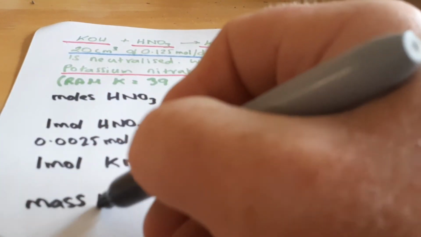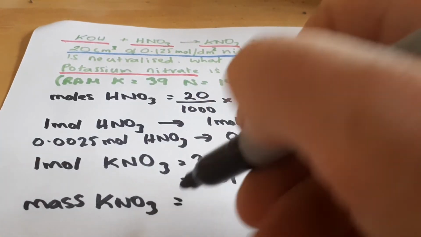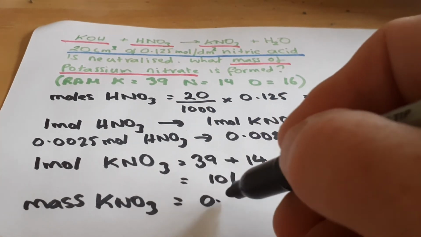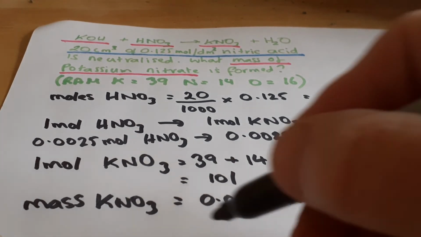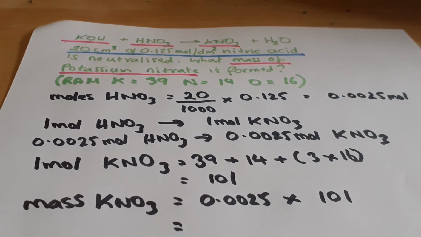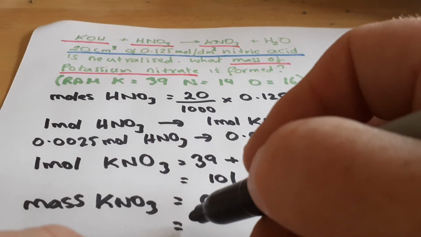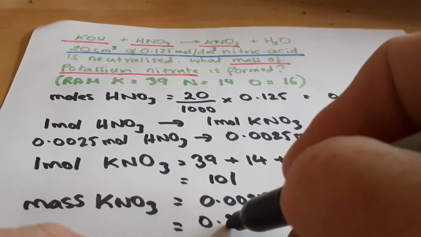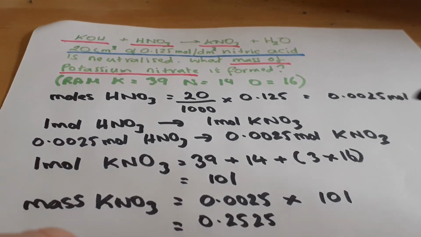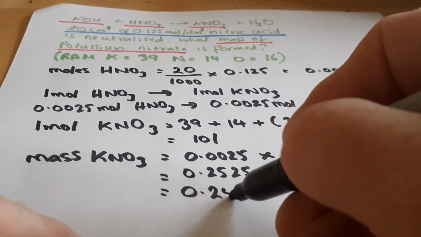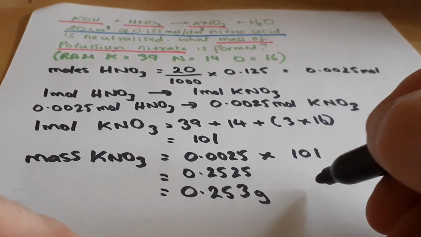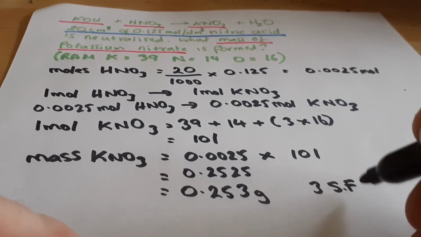Now then, so mass KNO3 equals the number of moles, 0.0025, times the mass of 1 mole, 101, which comes out as 0.2525, which will equal 0.253 grams to 3 significant figures.